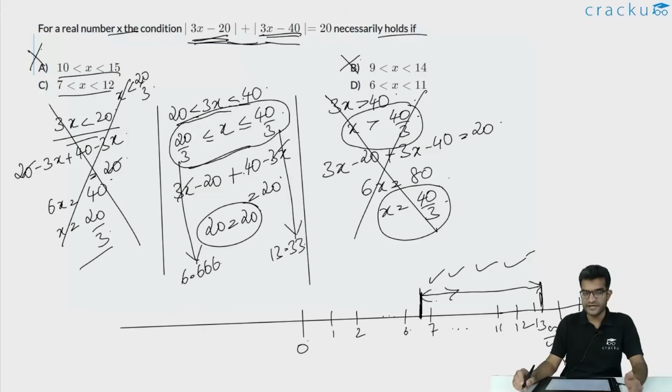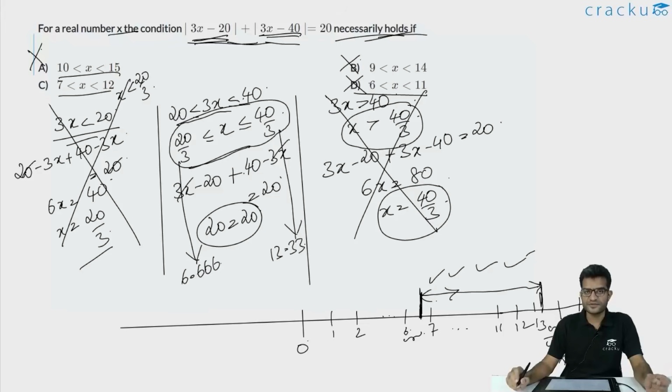Let us look at option D. It says that whenever x is lying between 6 and 11, this is necessarily true. But again, we can't say that for sure, because we'll have some values of x which lie between 6 and 6.66, for which this equation is not true. So this option is also not correct.